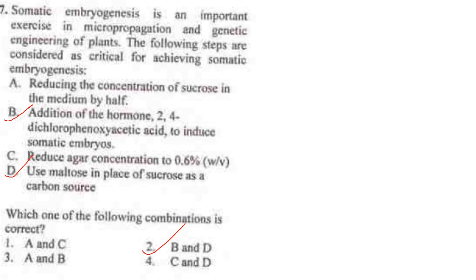Reducing the concentration of sucrose in the medium to half. That is not correct. Addition of hormone 2,4-D, 2,4-dichlorophenoxyacetic acid to induce somatic embryos. That is correct. 2,4-D induces somatic embryos. Reduce agar concentration to 0.6% weight by volume. That is not correct. Use maltose in place of sucrose as carbon source. That is also correct. So both B and D are correct, and answer is option 2.